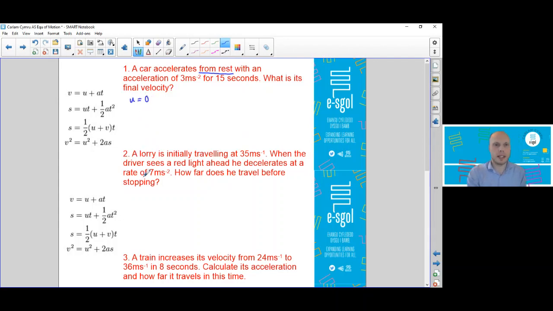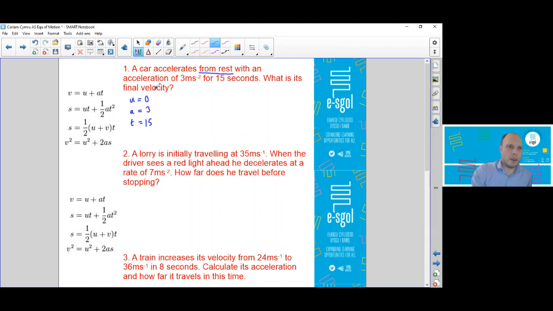I'm not going to put the units in, but they are all going to be in the SI units I mentioned earlier on. We accelerate at a rate of 3 meters per second squared. So A is 3, and the time is 15 seconds. It's worth noting, by the way, that you can't use any equation of motion unless you've got 3 different variables. Okay, so we've got U, A, and T in this example, so we're good to go. We've just got to pick the right one.